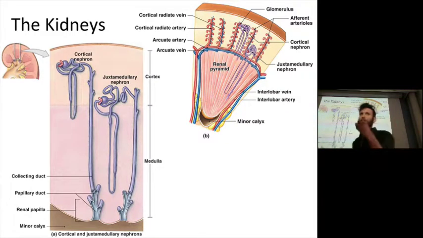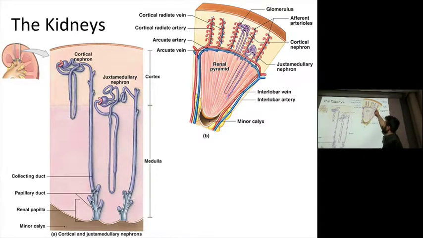They are identical in terms of a gross comparison between them. They have all the same parts. The proportion between one and the other is a little bit different. Exceptionally longer loop of Henle, or a descending and ascending loop, a nephron loop, in the juxtamedullary nephrons.